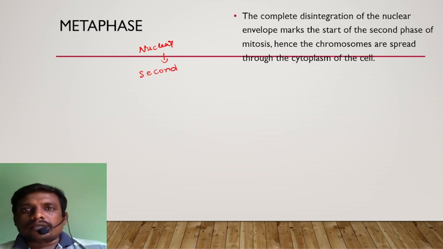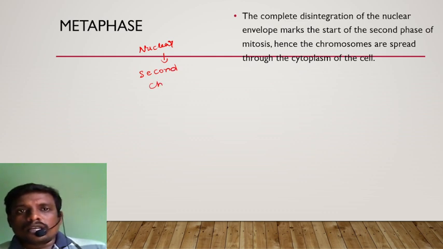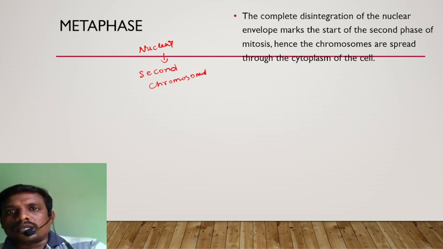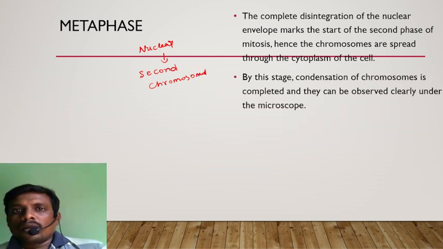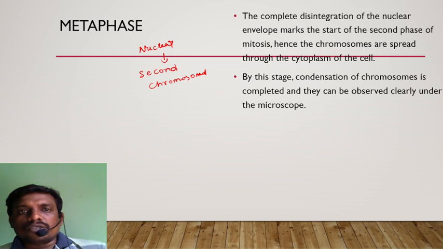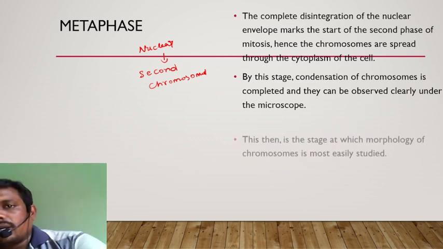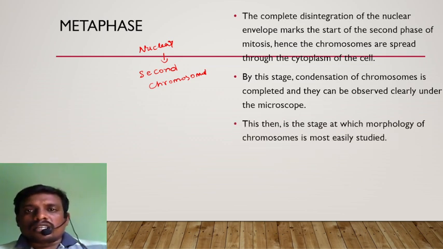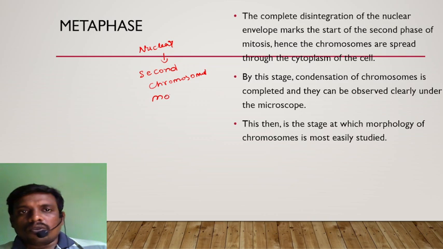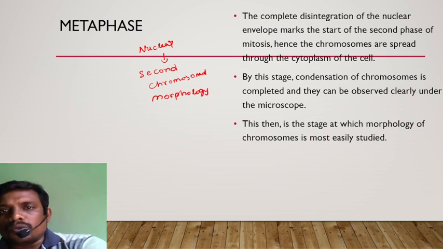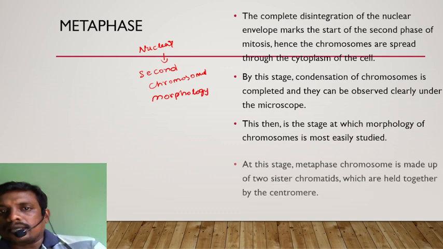Hence, the chromosomes are spread through the cytoplasm of the cell. By this stage, condensation of chromosomes is completed, and they can be observed clearly under the microscope. This is the stage at which the morphology of chromosomes is most easily studied.